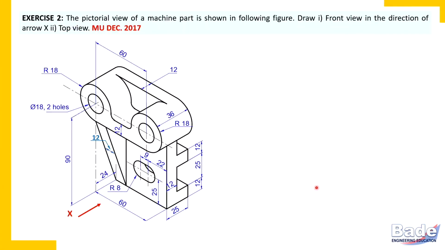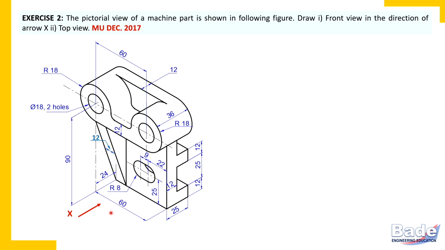Now let's read this problem. Pictorial view of a machine part is shown in the following figure. Draw front view in the direction of arrow X and top view. The question was asked in Mumbai University, December 2017.